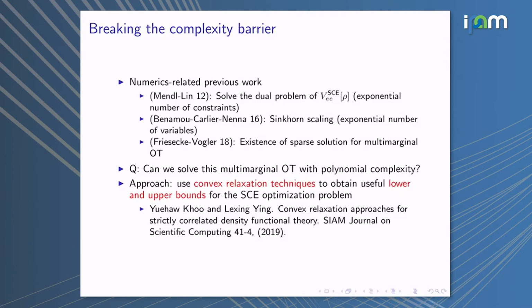So the question we ask ourselves is: can we actually solve this multi-marginal optimal transport problem with polynomial complexity? Well, the answer is yes, but we have to approximate. The technique we're going to use is called convex relaxation, which has become very popular in the past decade or so in applied math and also theoretical computer science. And we show in this paper that we can formulate the strictly correlated electron optimization problem, approximate it with convex relaxation, and then get a reasonable lower bound and upper bound.